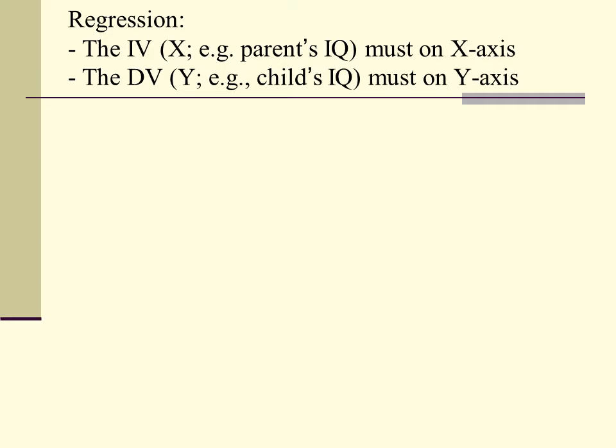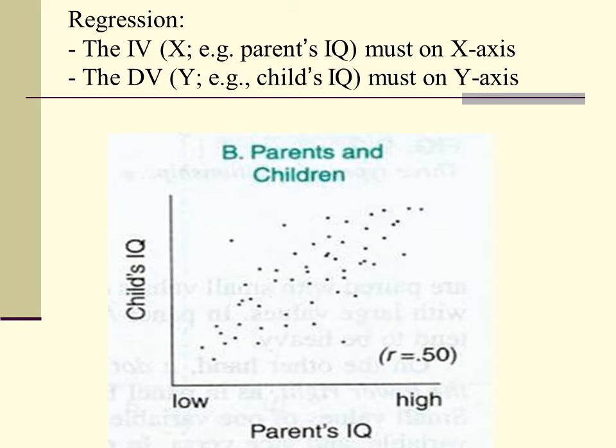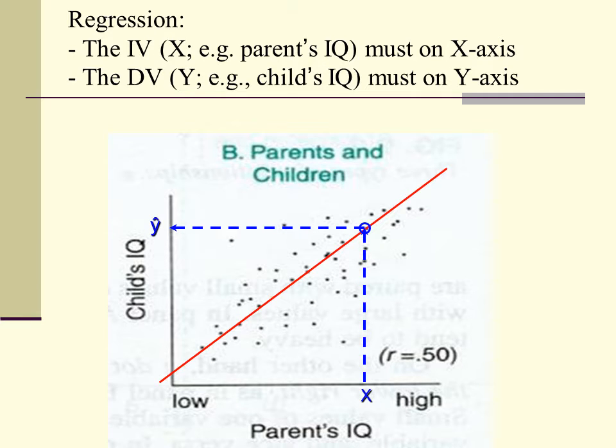For regression, we want to predict Y from X. So X is also called a predictor or independent variable. It must be on the X-axis. Predictor must be on the X-axis. And Y is called the dependent variable or the criterion. It must go on the Y-axis. With this regression line or regression equation, we want to predict children's IQ with a parent IQ. We want to know the Y hat. That's the purpose of the regression.